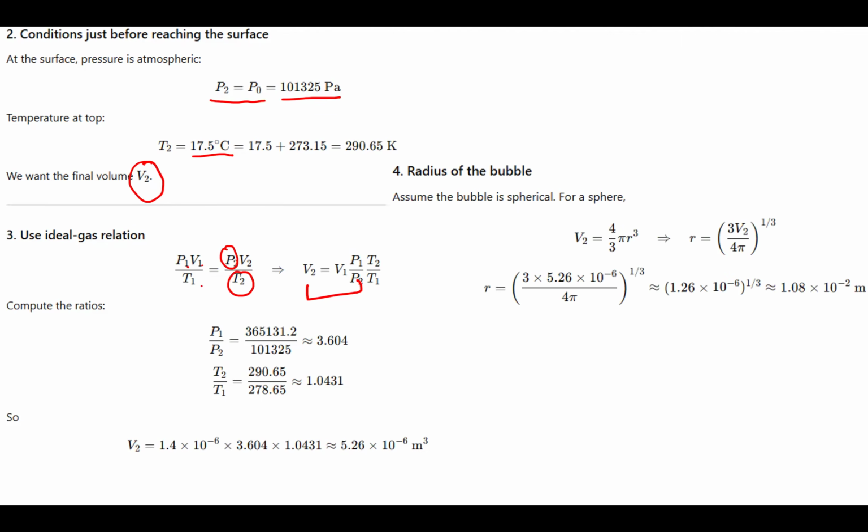And then the volume will give you, because it's a sphere, the R. The volume of a sphere is given by this one, and such that you will end up with the radius, okay?